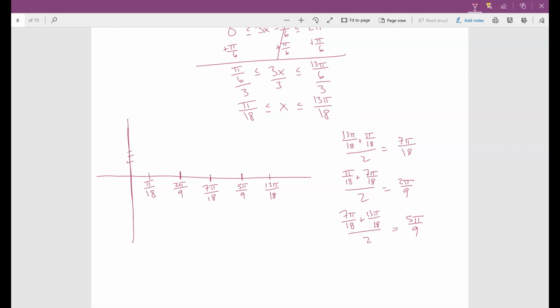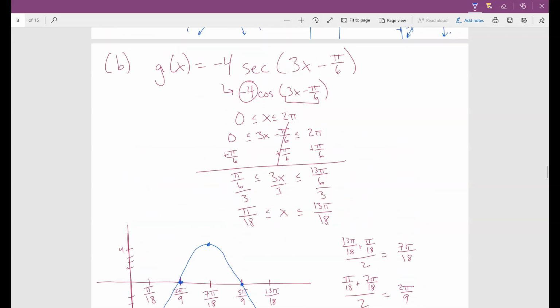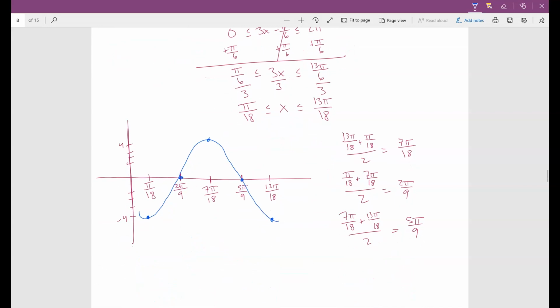Okay, so 1, 2, 3, 4. 1, 2, 3, 4. And now everything's going to be flipped. Now, because it's a cosine curve, it usually starts at 4. Now it's going to be negative 4, 0, 4, 0, negative 4. So the graph kind of looks like this. Now remember, there's no vertical shift, so we don't have to worry about that. All we've got to do now is flip it. So where does it cross 0? It crosses 0 right here. Crosses 0 right here. So we're going to flip everything over.